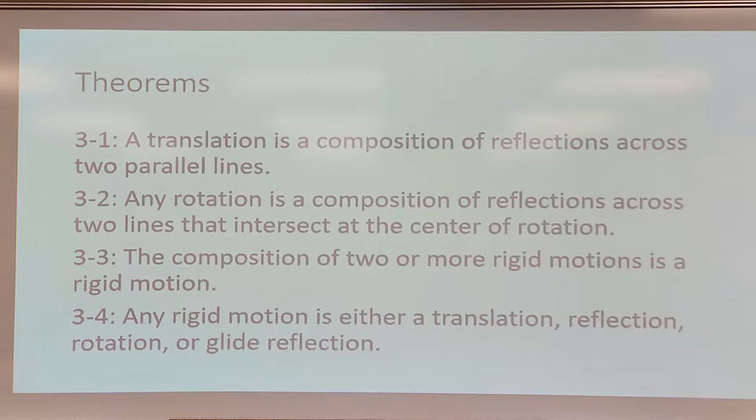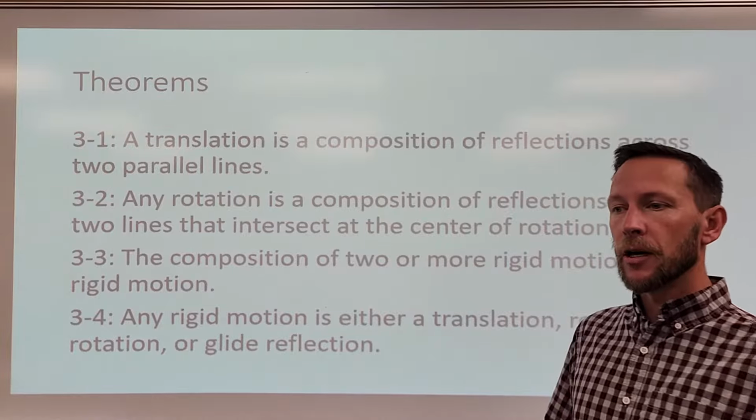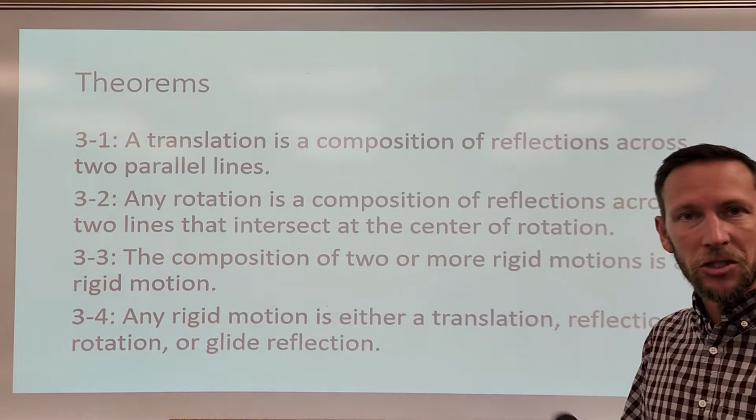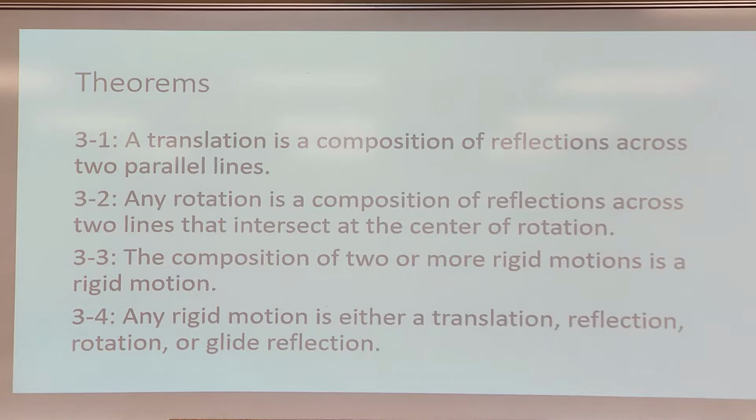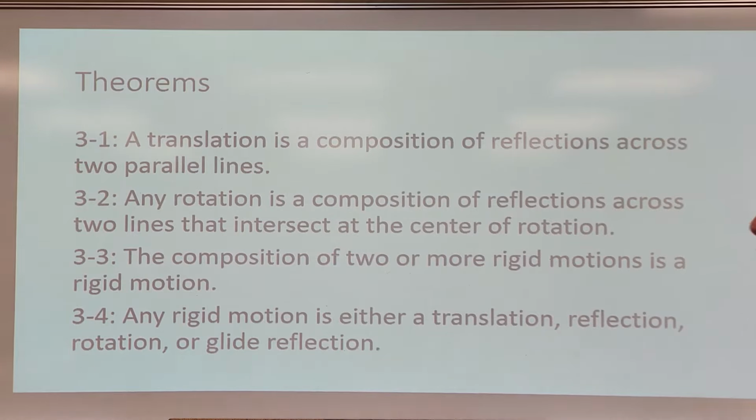Number 3, the composition of 2 or more rigid motions is a rigid motion. We've seen that at work already, where we did some double reflections or double translations, and it just moved the figure. All right, it didn't change its size or shape. And the final one, which is what we're going to explore today, is that any rigid motion is either a translation, reflection, rotation, or a glide reflection.